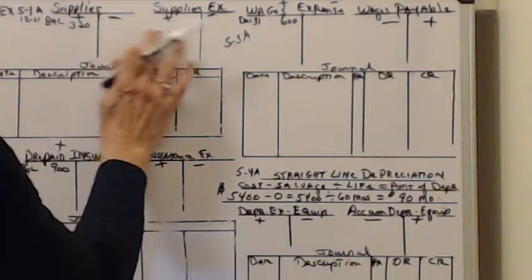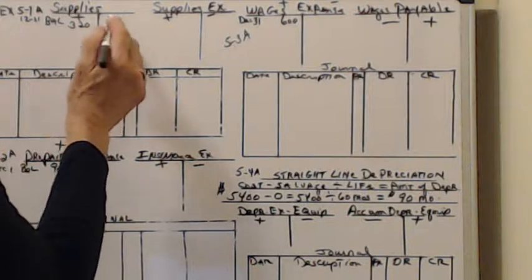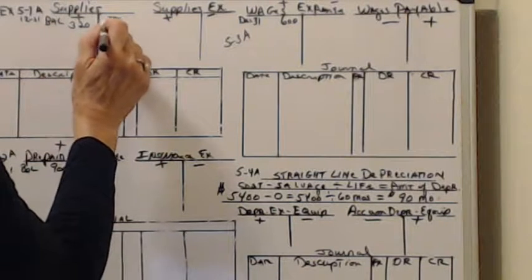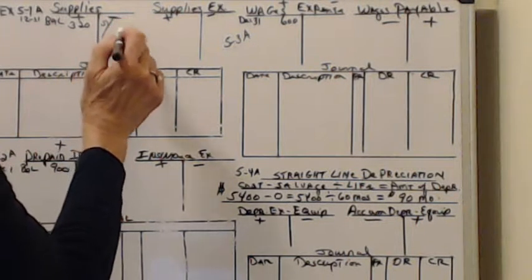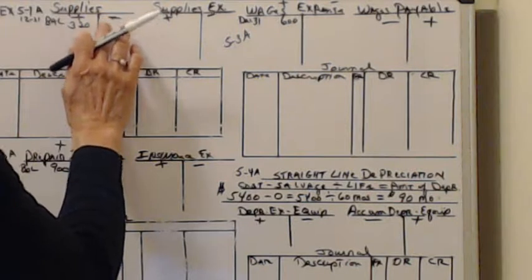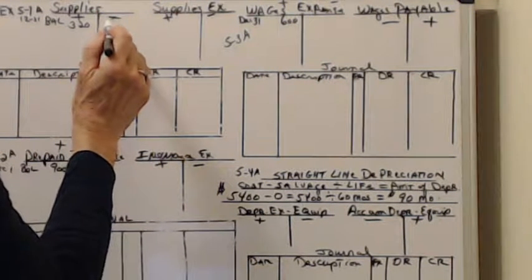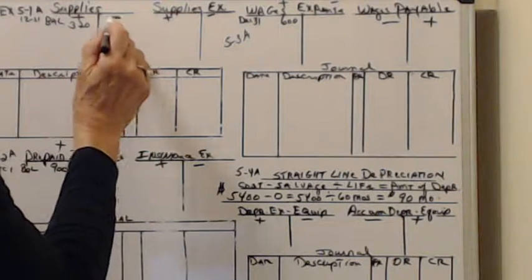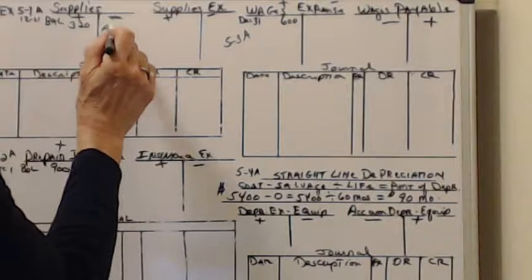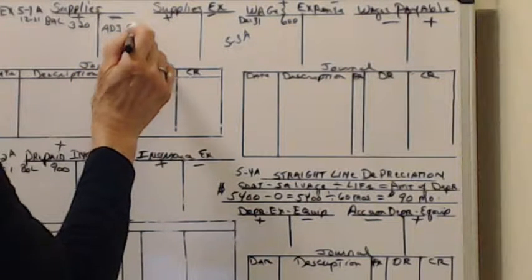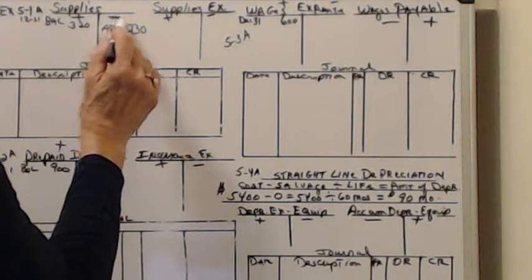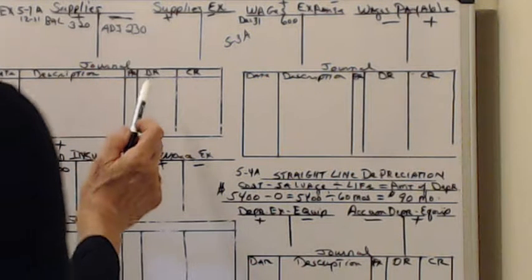So we're going to go over to the credit side on the 31st of December. I am going to credit or decrease, this is going to be my adjustment, $230 is going to go on my credit side.